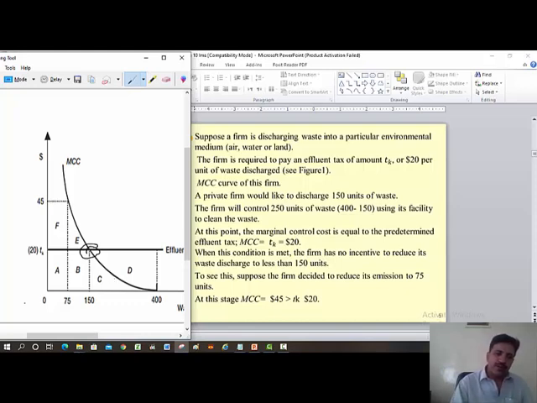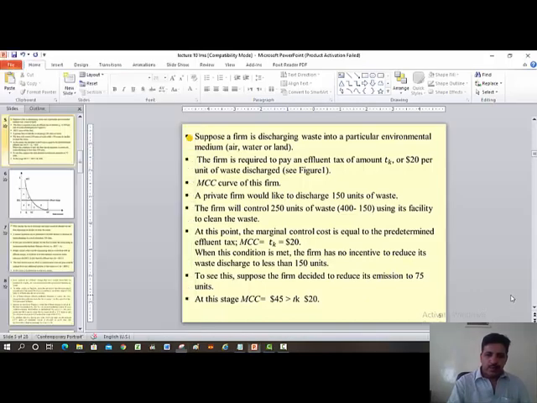When you move to the left hand side of this point, suppose we come here at this point, we see that if the firm produces 75, the effluent charge is 20 while the MCC is 45. So definitely the firm will not clean the waste itself, but it will prefer to pay the tax, till the point is reached where the MCC and the TK are equal.